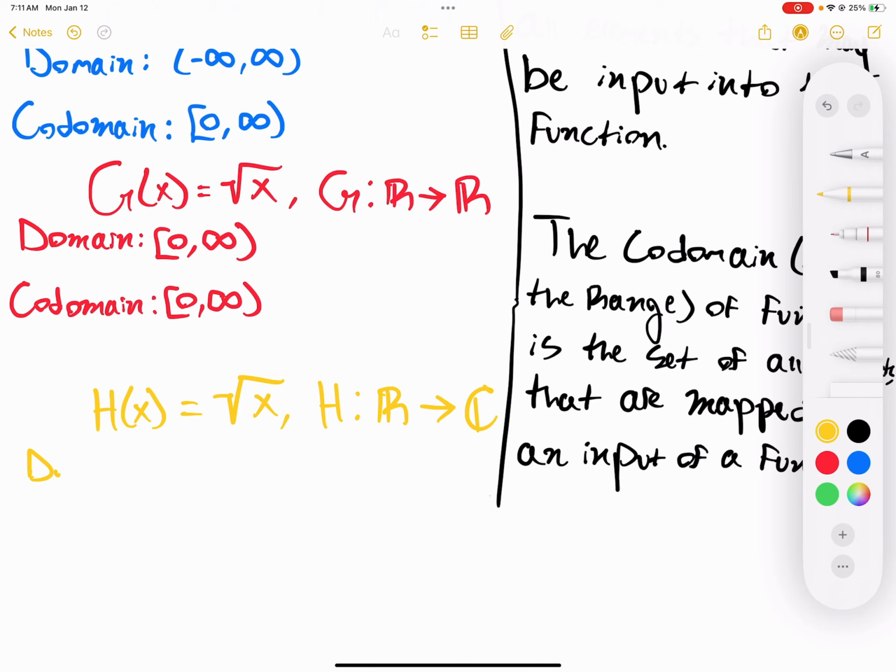In g of x, we couldn't have negative numbers because they would produce a complex number. In h of x, we can have complex numbers as outputs, and so we don't have to restrict our domain like we did in g of x. In h of x, our domain can run wild. Our domain can be all the numbers, negative and non-negative, from negative infinity to positive infinity.